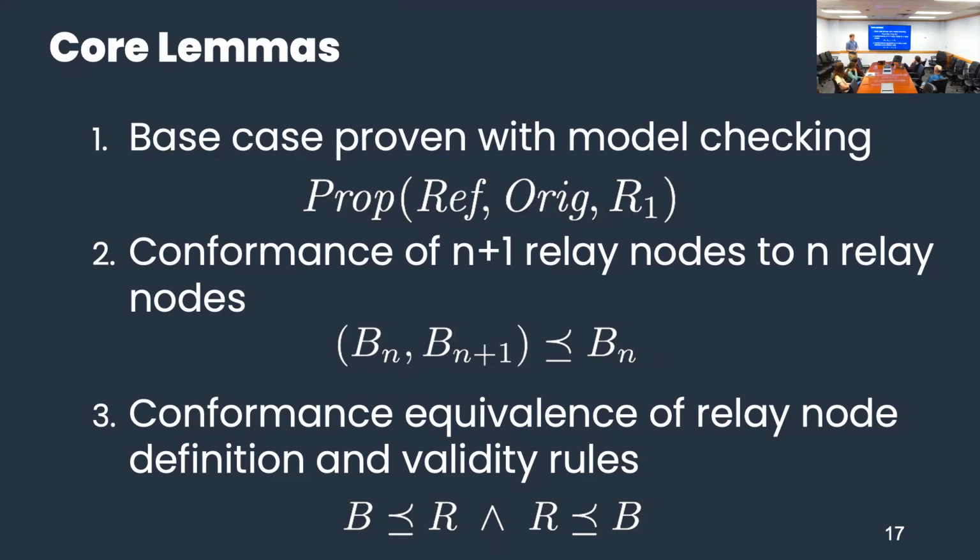Then we're going to perform an inductive step using two lemmas to help us. One is conformance of a chain of n plus 1 relay nodes to a chain of n relay nodes using that black box validity rules model. That's the B here, black box. Then the second piece is we're going to use conformance to show equivalence between the black box validity rules and a single relay node. And using that, we can prove an inductive step.